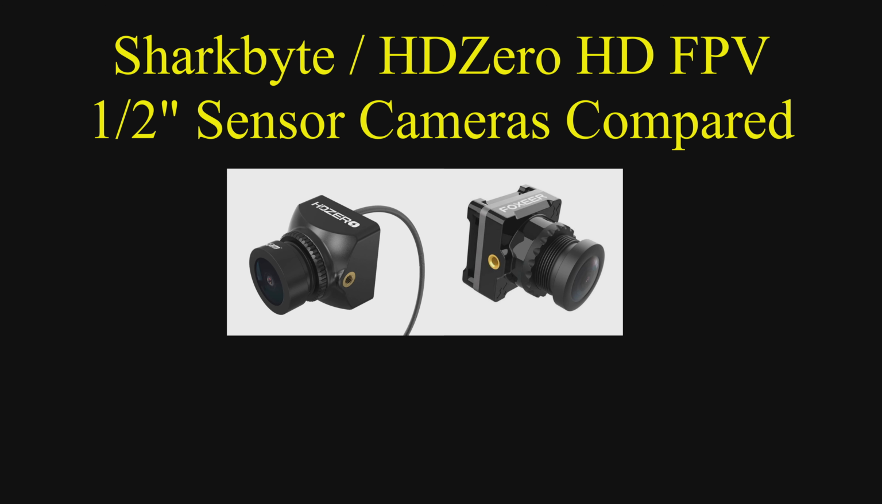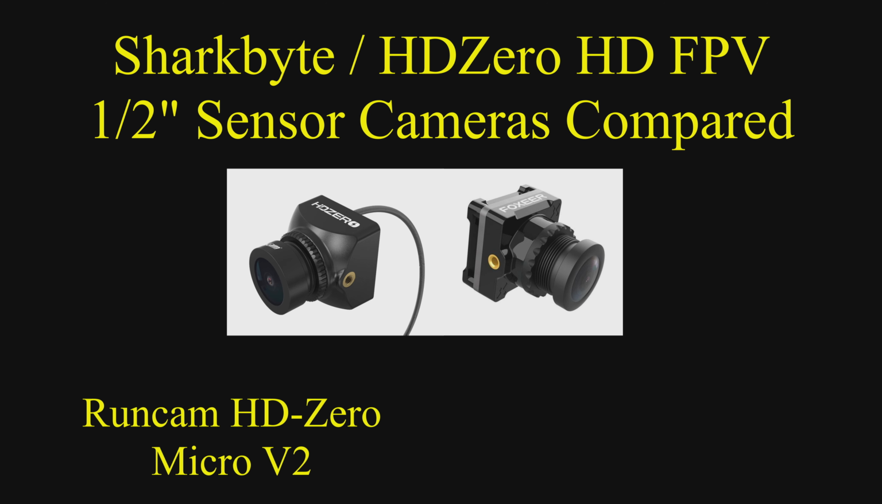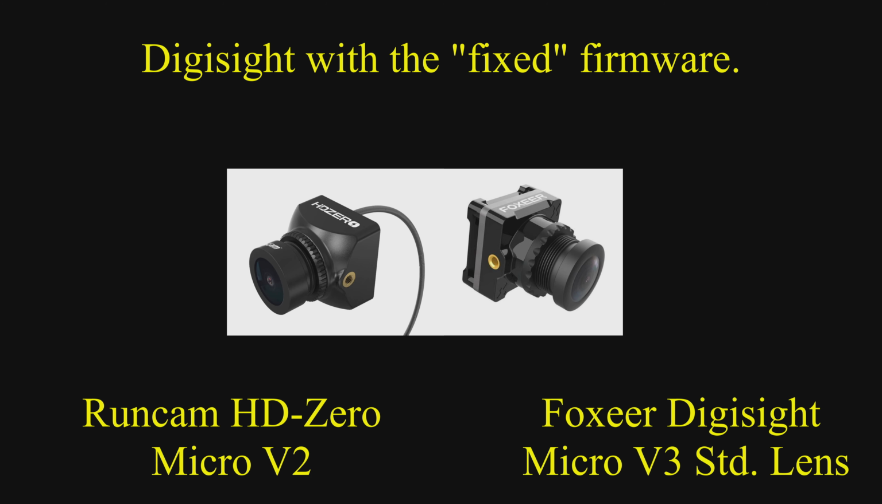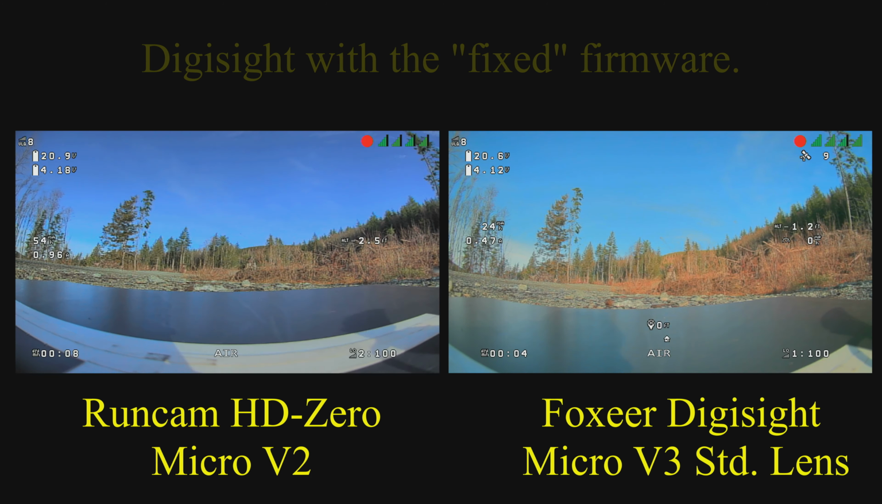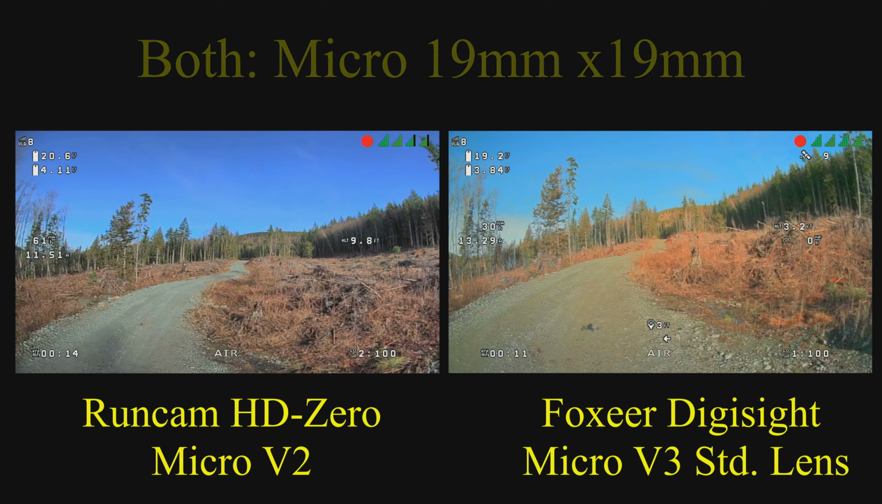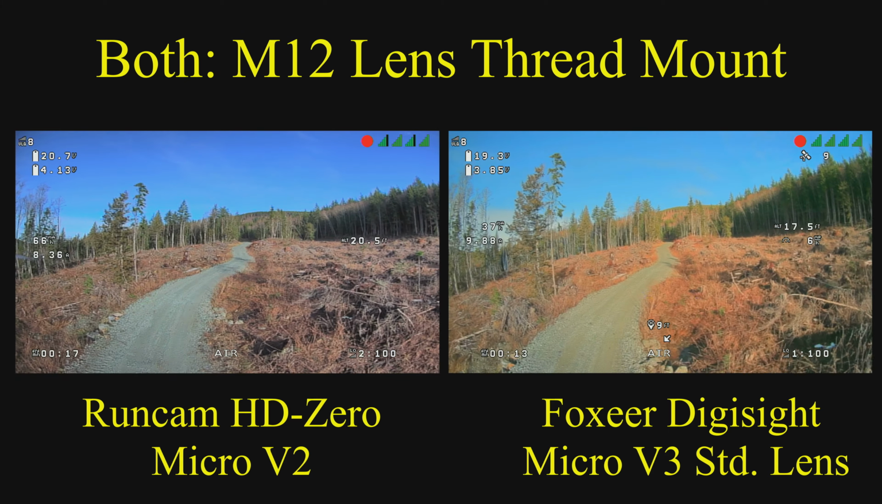Today we're going to have a short video showing you two different cameras for the HDZero Sharkbyte system. On the left is the HDZero Runcam Micro version 2 and also the Foxeer Digisight version 3 with the standard lens. Both of these cameras are the micro form factor, 19 by 19 on the body size. Both support the M12 lens thread size.